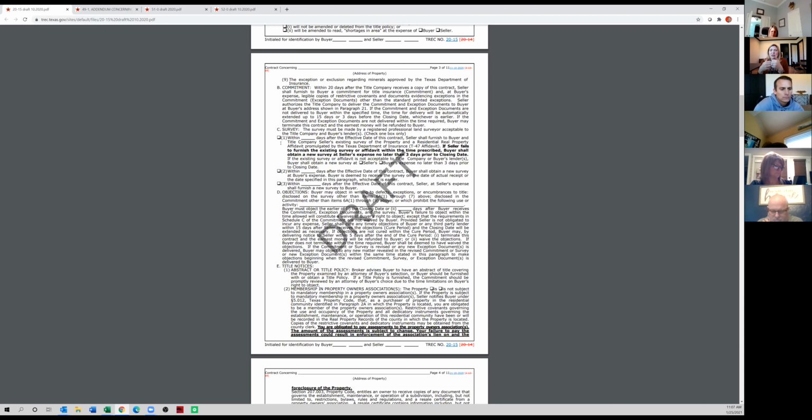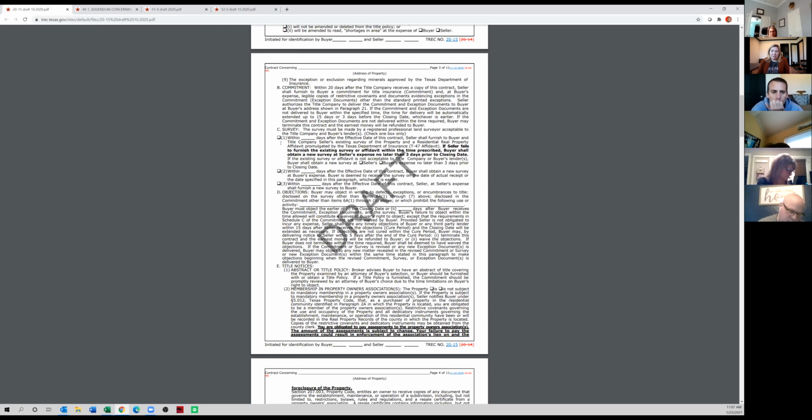If we know that there is not an existing survey, really we need to be checking 2 or 3 so that they can be done well before 3 days prior to the closing date. And so if you know from the very beginning, hey, they don't have a survey, check 2 or 3. That way you can get the survey done relatively quickly and then tighten up the objection time period in paragraph D.